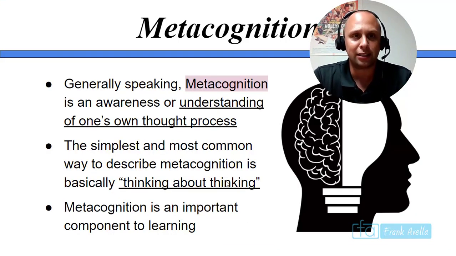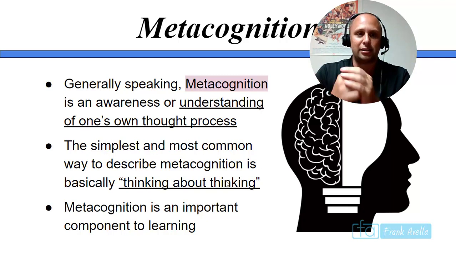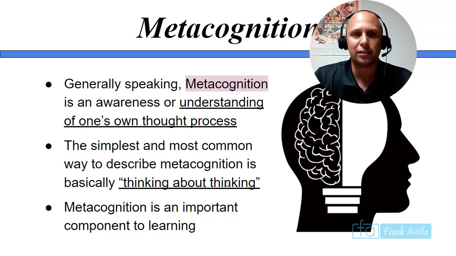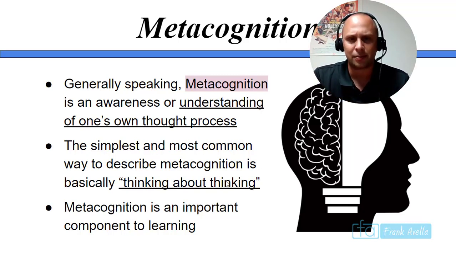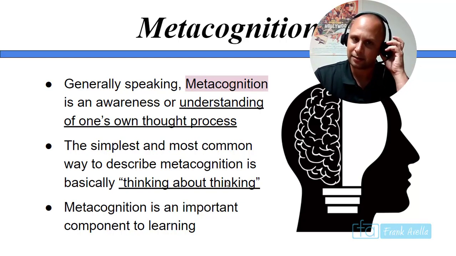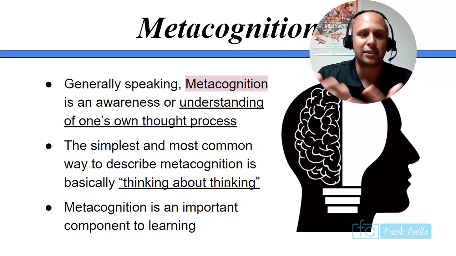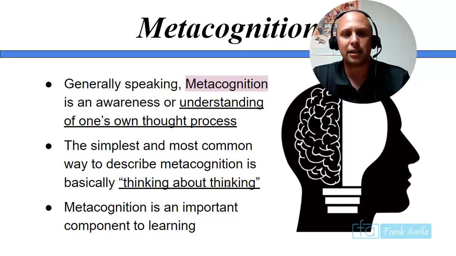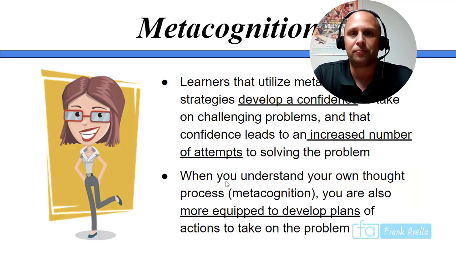So, metacognition, generally speaking, is an awareness and understanding of your own thought process. The simplest and most common way to describe metacognition is just to think about thinking. Okay, say to yourself, am I thinking this? Am I thinking the right way? Am I thinking about how to do this the right way? Am I attacking this problem the right way? And it's an important component of learning.